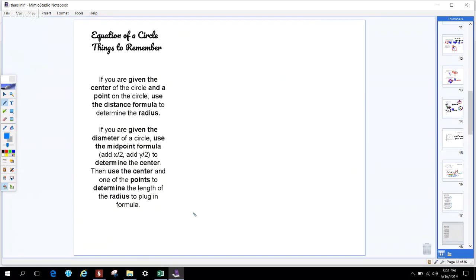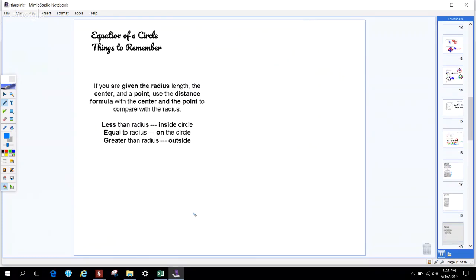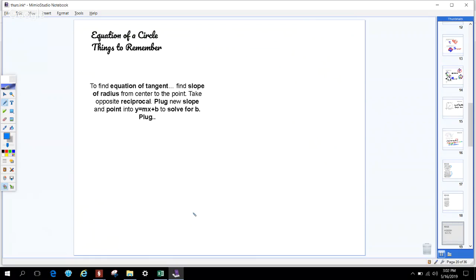If you're given the center of a circle and a point, you need to use the distance formula. And I'm going to show you that in a second. If you are given the diameter, you might need to use the midpoint formula. That midpoint formula is going to tell you where the center is. And then from there, you can use the distance to find the length. Also, don't forget things about in, on, and outside. I'm going to give you an example about that, but we're basically comparing the radii.